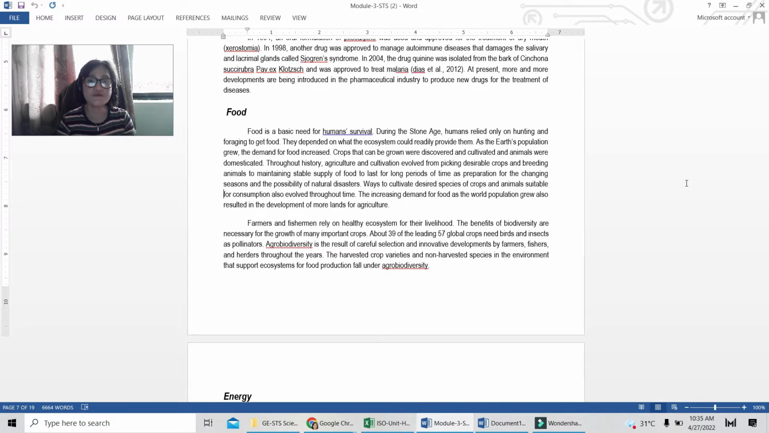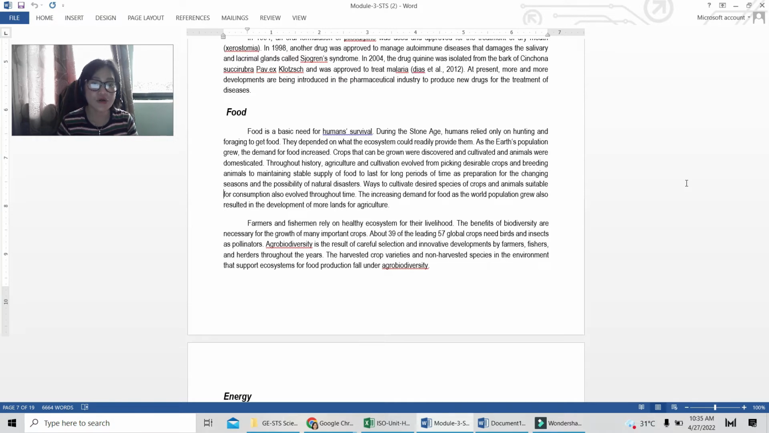So the benefits of biodiversity are necessary for the growth of many important crops. About 39% of the leading 57 global crops need birds and insects as pollinators. So that is what we call biodiversity. They are actually contributing to each other for them to produce something worthwhile.